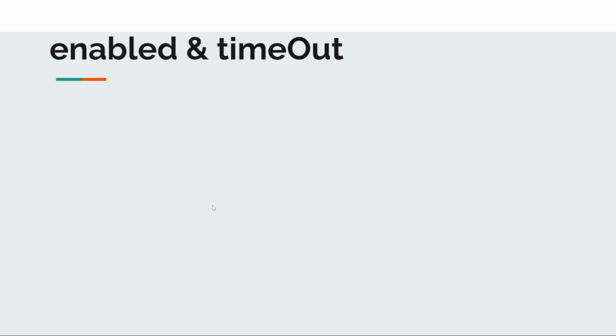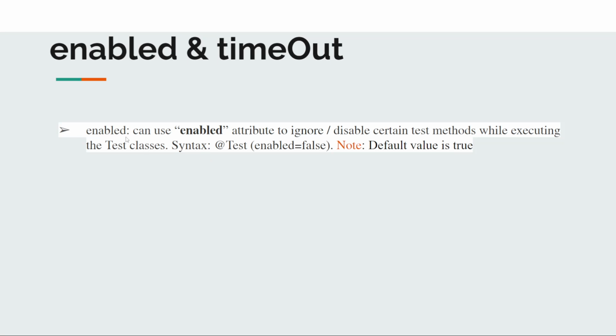Hey guys, welcome back. In this lecture, we're going to learn two more TestNG attribute helpers. One is enabled, and another one is timeout. So what is the use case of enabled? The enabled attribute can be used to ignore or disable certain test methods while executing the test classes.